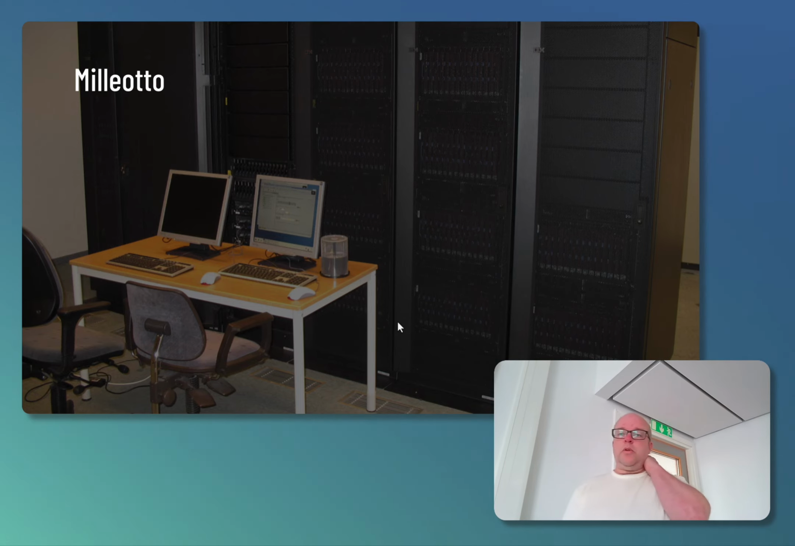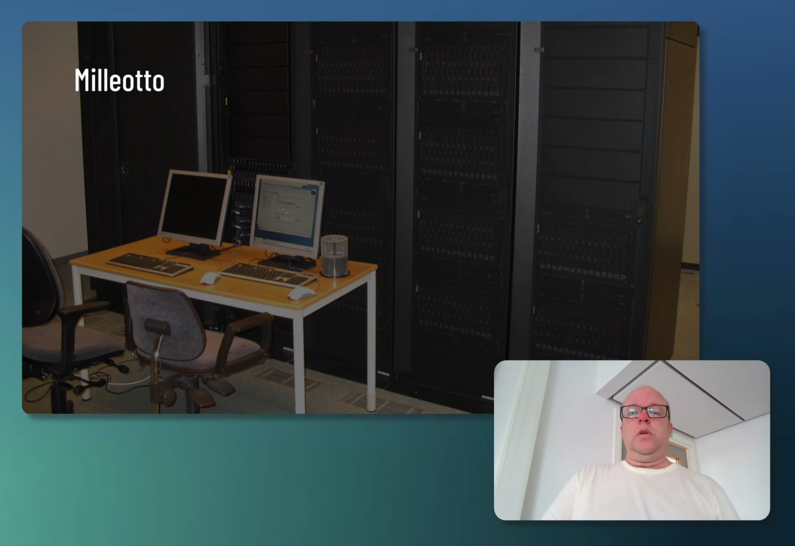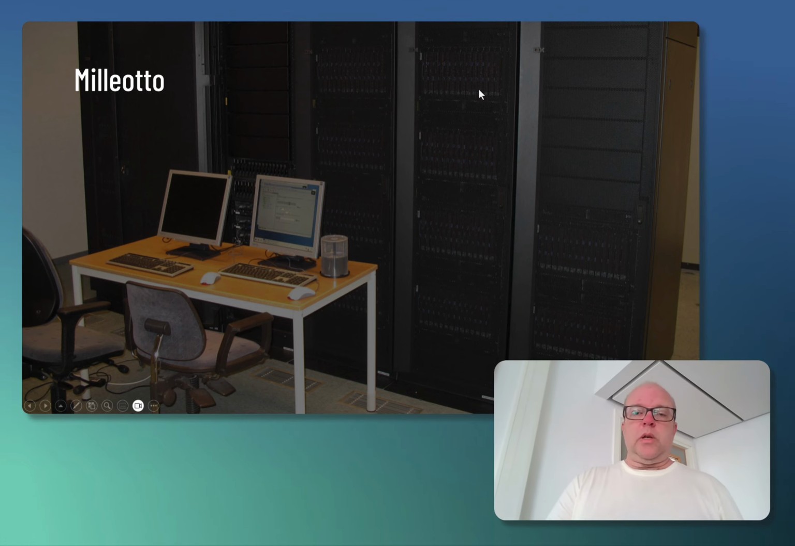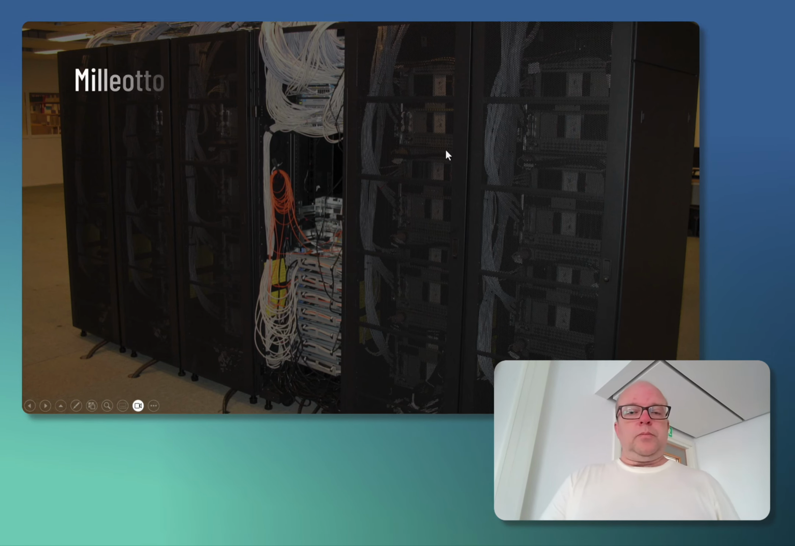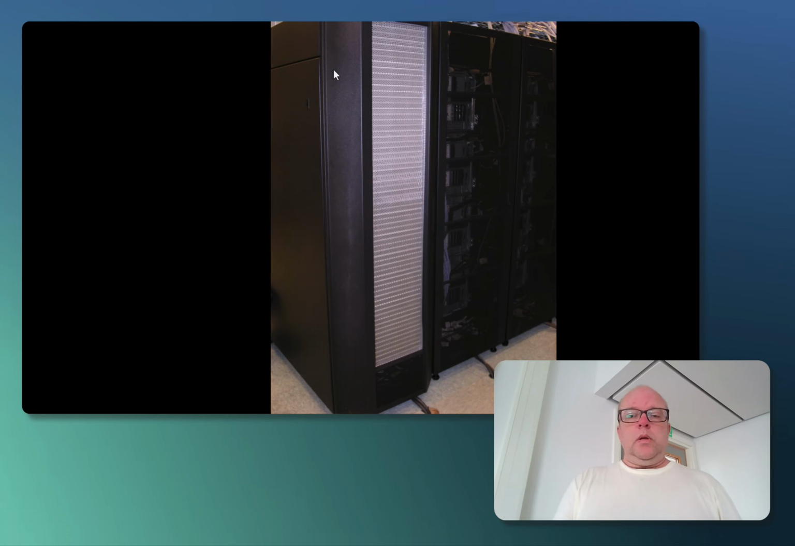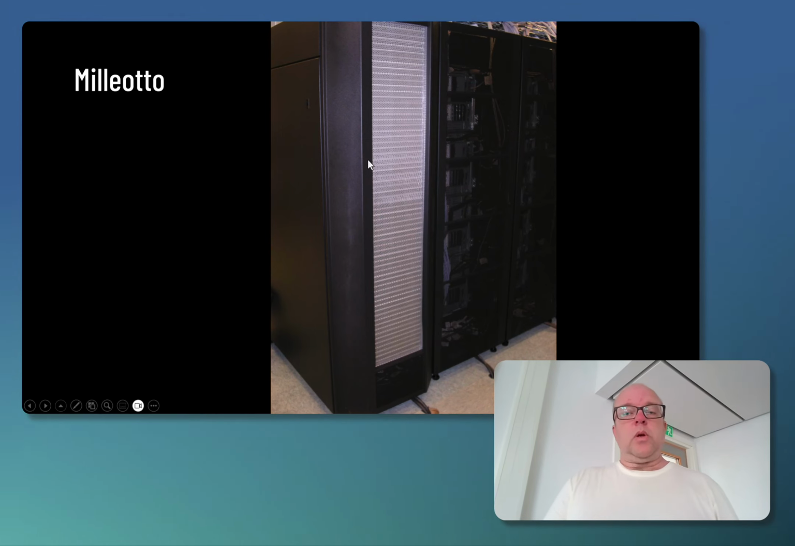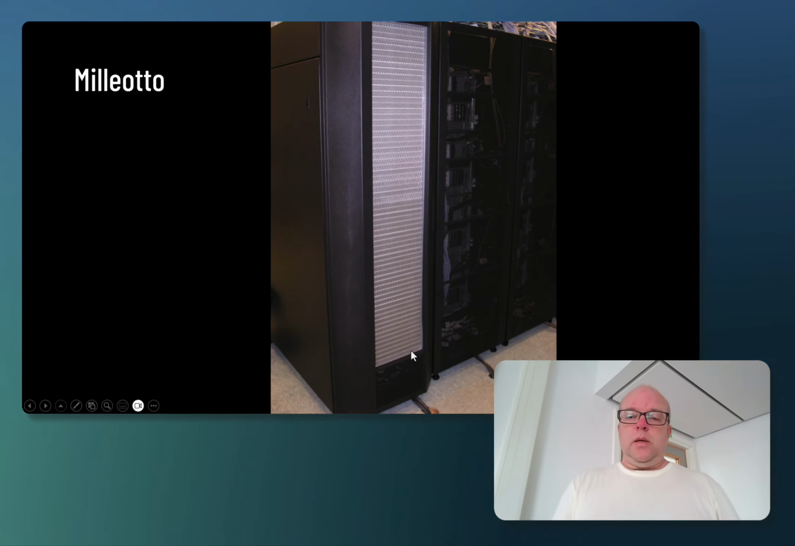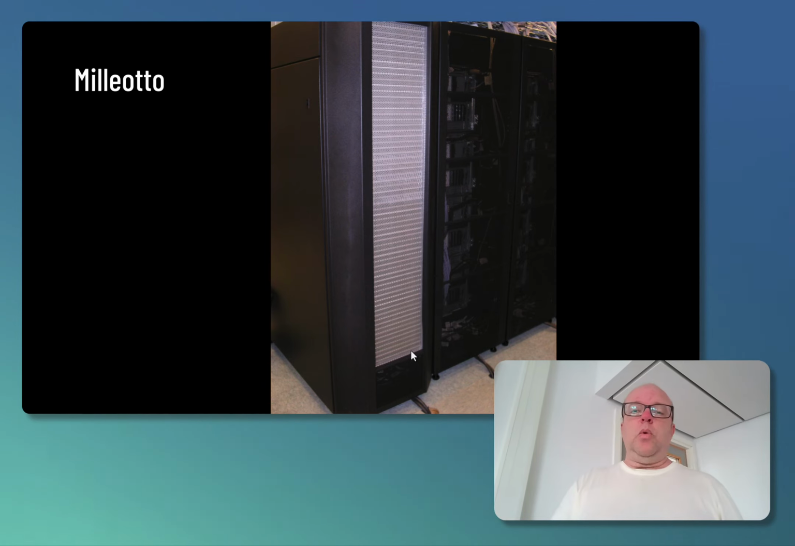Milleotto was our first cluster with more than 1,000 cores, so it had 252 nodes with quad-core processors. It used IBM Blade chassis, so this was almost a mainframe machine. So this is a Blade chassis. Cabling again, a lot of network cables. We also had to put extra cooling on the back here. So this is a backpack that cools the exhaust air with water.